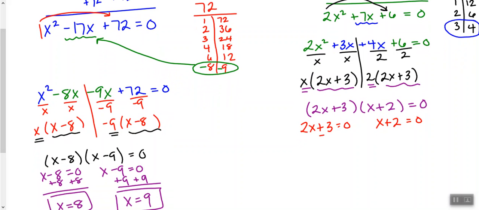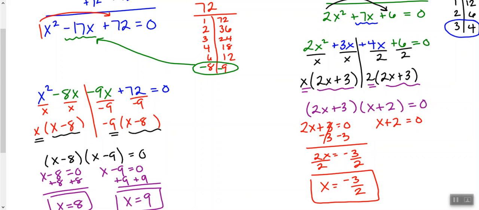So first thing is to subtract 3. All right, that leaves me now with 2x is equal to -3. Divide by 2. So x is equal to -3 over 2. We are going to leave it in fraction form. And fractions can be answers, so that's fine. All right, then we subtract 2 for the other one, and then that leaves me with x is equal to -2. That is our second answer.